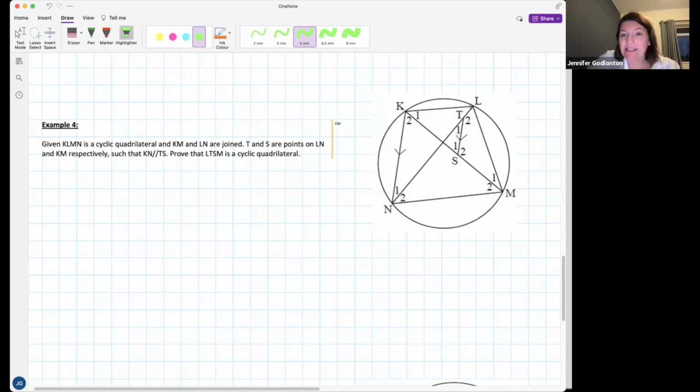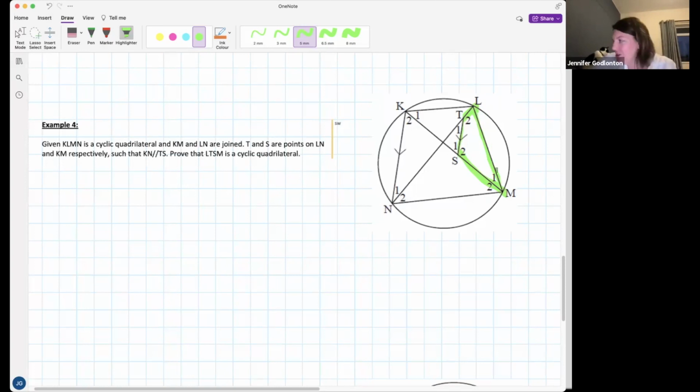Cool. They are wanting us to prove that LTSM, this, oh gosh, that line is terrible. There we go. Okay. They want us to try and prove that that is a cyclic quad. How are we going to do this? How can we even start with a question like this?